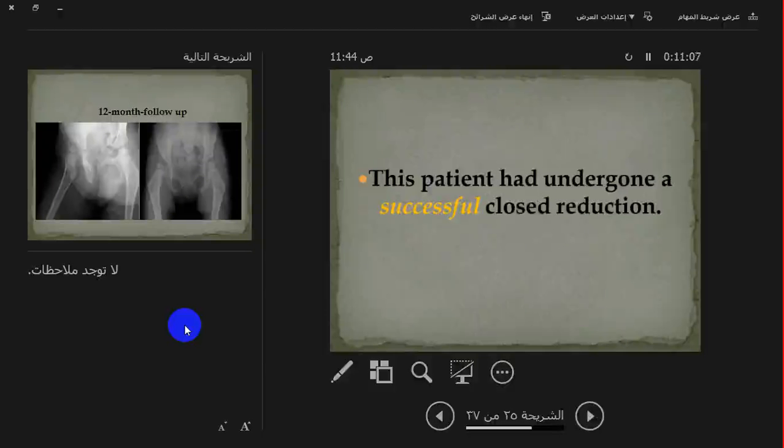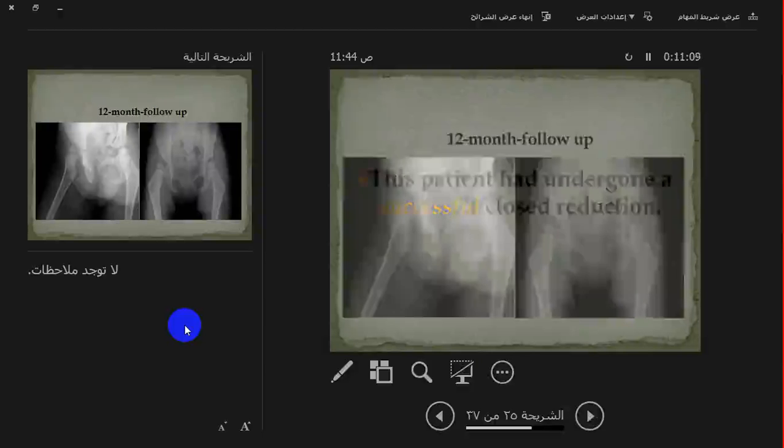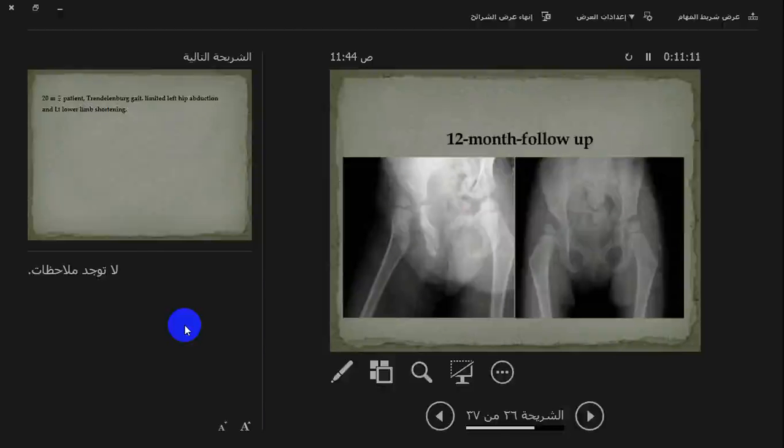This patient had undergone a successful closed reduction, and these are his X-rays 12 months later, with an intact Shenton line here, and of course a dysplastic acetabulum, which you're going to be waiting for remodeling to happen, and that involves anterolateral deficiency, which you hope will improve and remodel as time goes by.